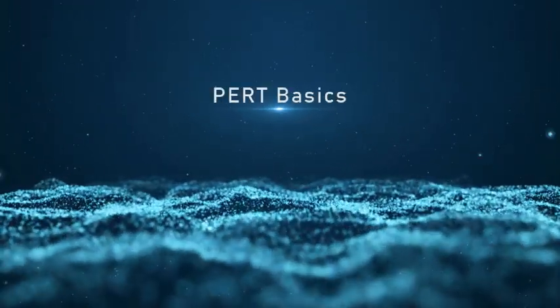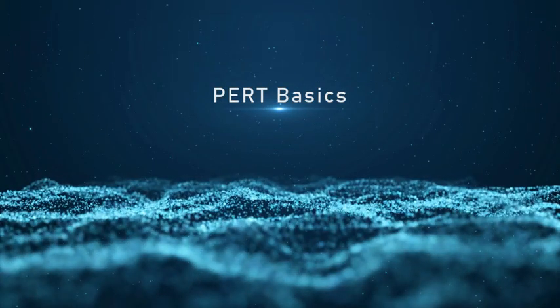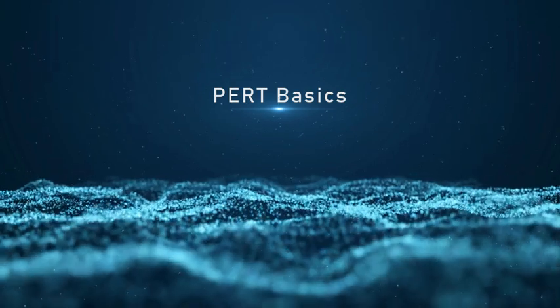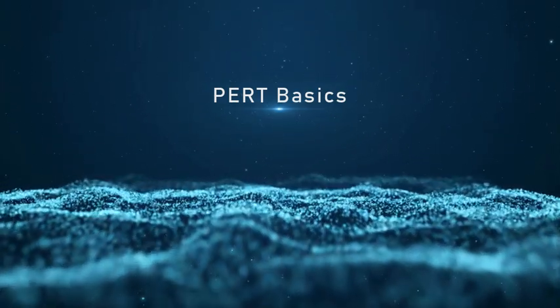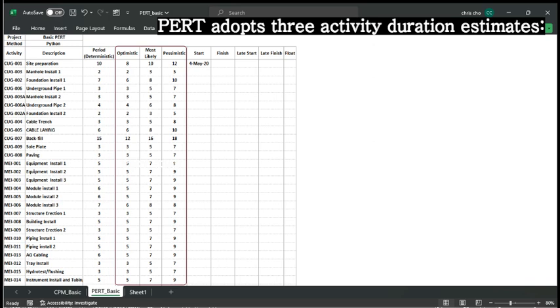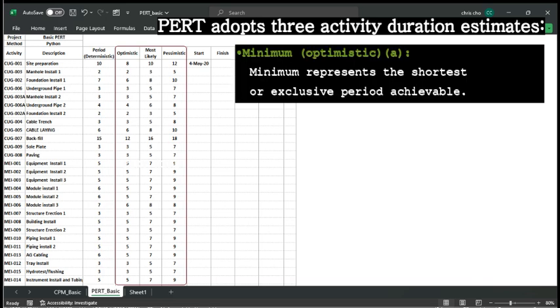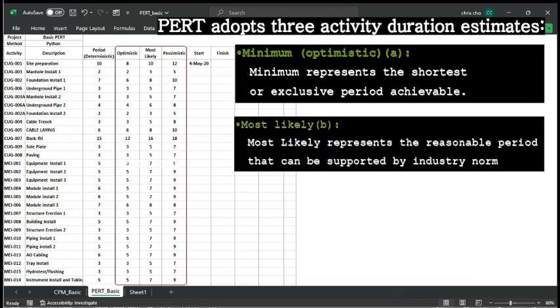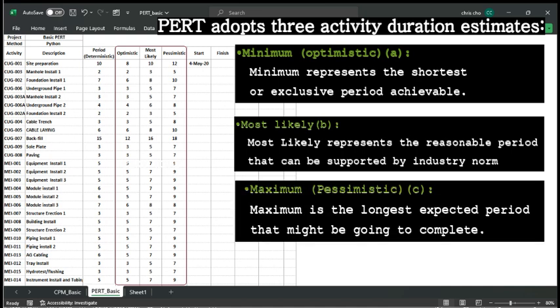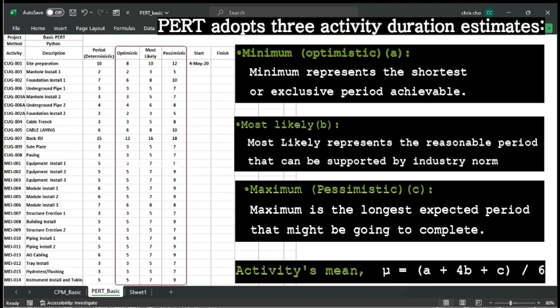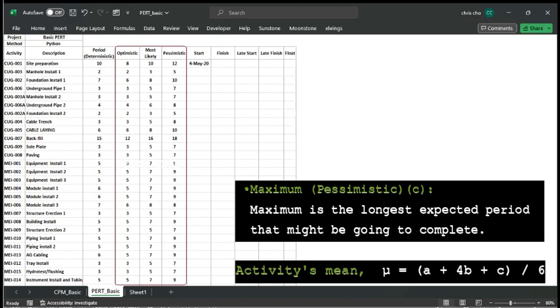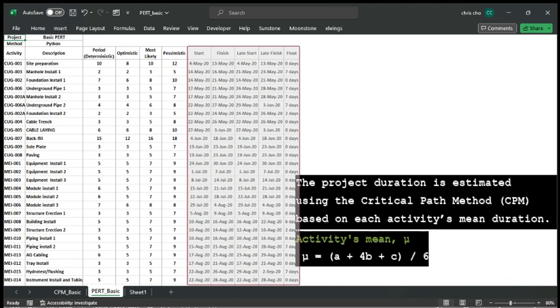Before we rush to discussing Python algorithm, I would like to make brief high level of probabilistic scheduling basics in terms of PERT. PERT adopts three activity duration estimates to address uncertainty existing in deterministic nature of activity duration. The project duration is estimated using the critical path method, CPM, with activities mean duration.